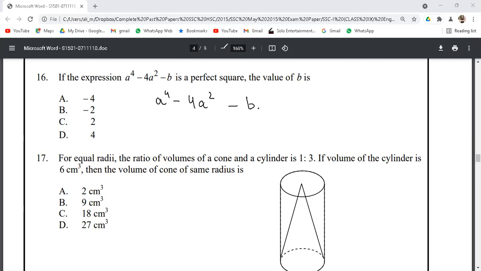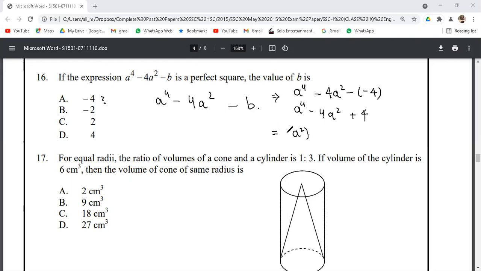इस एक्सप्रेशन में हम चारों ऑप्शन में से एक एक वैल्यूज को निकालने की जगह पुट कर देते हैं. सबसे पहले ऑप्शन ए चेक करते हैं. इसमें बी की वैल्यू -4 है. तो a4 minus 4a square माइनस बी की जगह हमने पुट कर दिया -4. तो हमारे पास एक्सप्रेशन आ गया a4 minus 4a square plus 4. This expression को check करते हैं whether this expression is a perfect square or not.